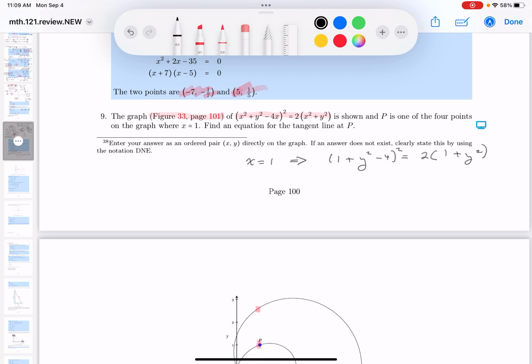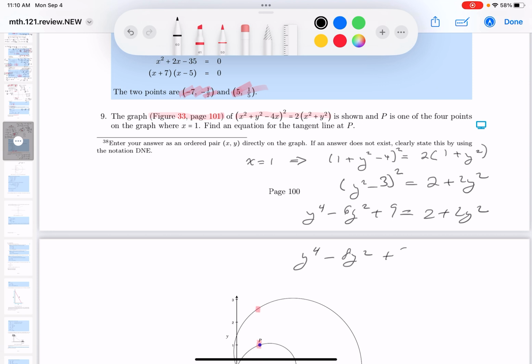All right, so let's take a look and see what we can do with that. I'm going to say, the left side is just simply (y squared minus 3) quantity squared, equals 2 plus 2y squared. I'm going to keep working on it, and I get y^4 minus 6y squared plus 9 equals 2 plus 2y squared. All right, let's keep working on it. You get y^4, let's see, minus 8y squared, and then plus 7 equals 0. All right, so this is your problem.